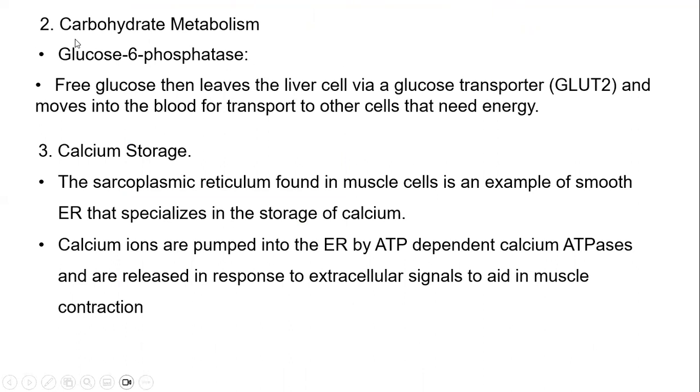Then coming to the next function, that is carbohydrate metabolism. Within the liver cells, we have storage of glycogen molecules, and the glycogen molecules need to be converted into glucose molecules before they are distributed to other cells. So here, after breakdown, glycogen gets converted into glucose 6 phosphate molecules, and the enzyme glucose 6 phosphatase is required to remove the phosphate, generating glucose molecules that can then be transported into the other cells through the blood, where it can be used as an energy source.